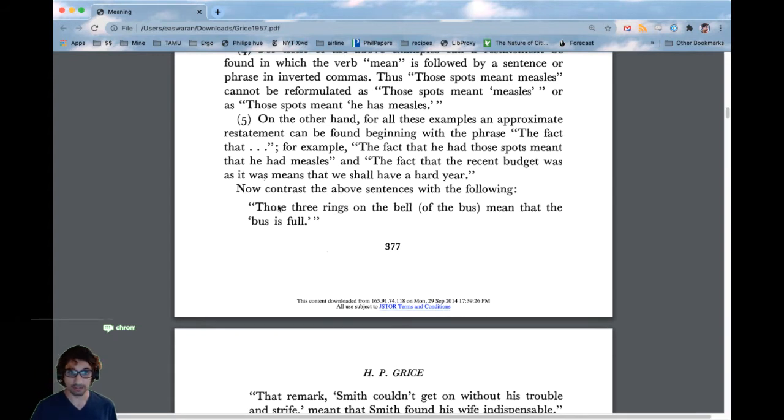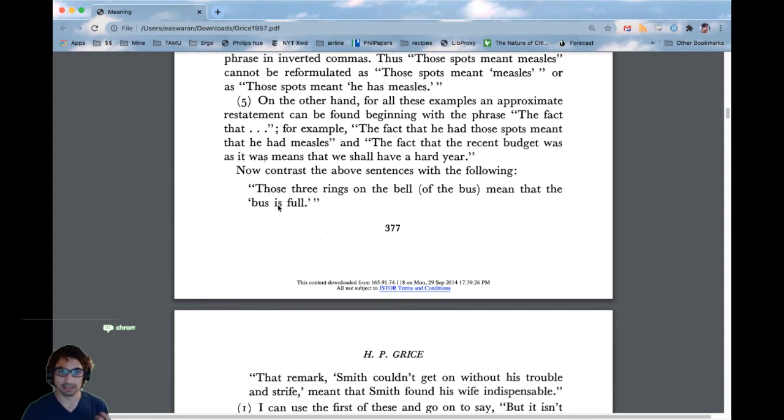On the other hand, for all these examples, an approximate restatement can be found, beginning with the phrase, the fact that. For example, the fact that he had those spots meant that he had measles. And the fact that the recent budget was as it was means that we shall have a hard year.